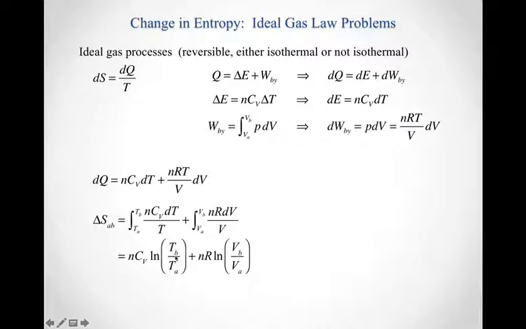The natural log of 1 is 0. So this term disappears for an isothermal process. It's also true that if we have an isochoric process at constant volume, the ratio of the volumes is 1, and the natural log of 1 is 0. This term disappears if you have a constant volume process.